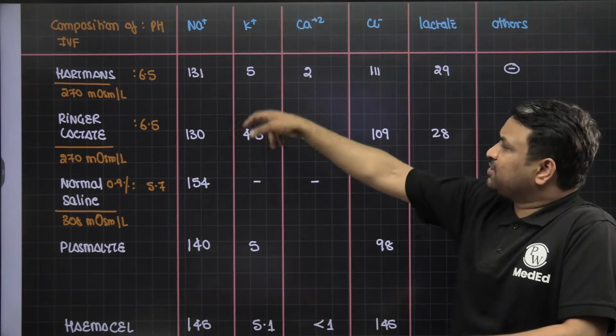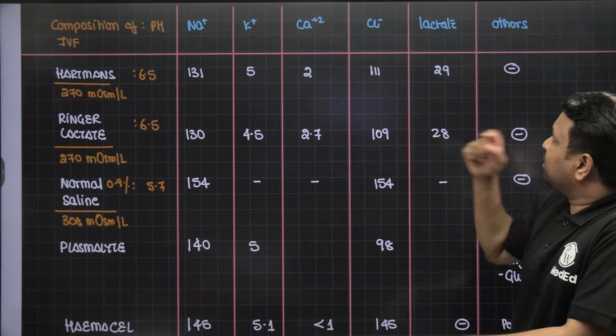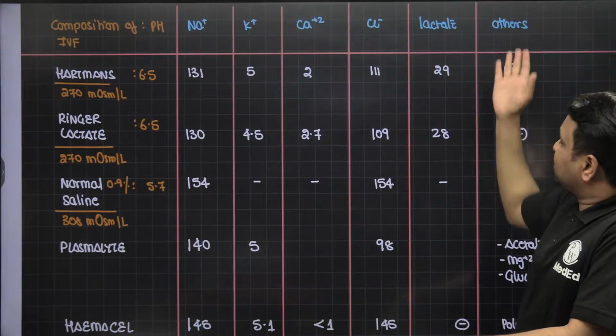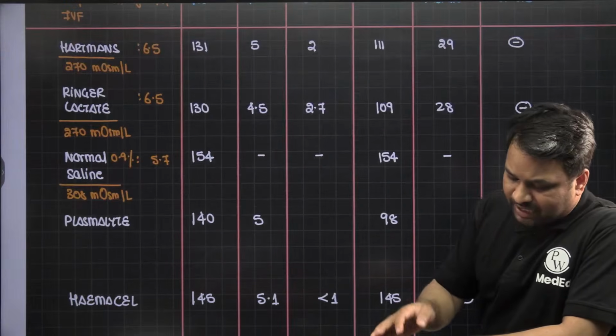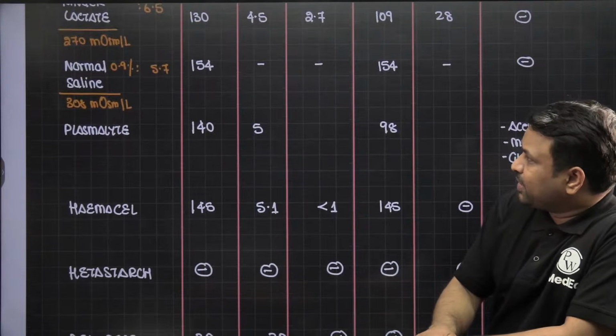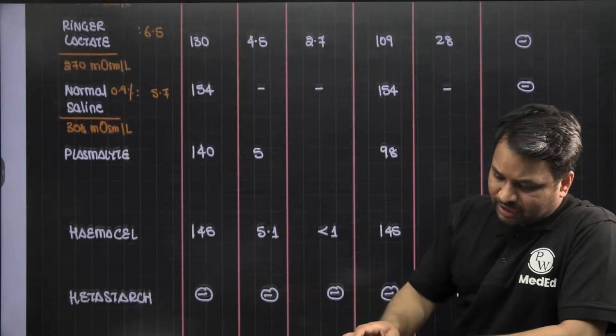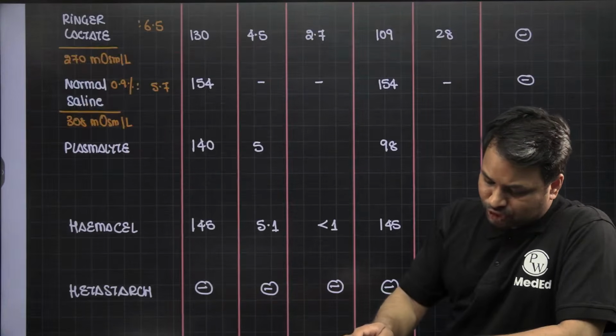Hartmann's: potassium is 5, Ringer is 4.5, calcium is 2, it is 2.7 here, chloride is 111, it is 109, lactate is almost the same, there are no other components present. Normal saline is going to be sodium and chloride as 154, then you have Plasma-Lyte that is present. In Plasma-Lyte, you can see there is sodium, there is potassium, and the chloride that exists, there is no calcium.